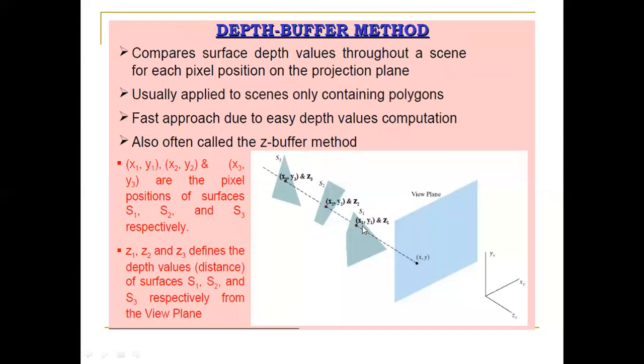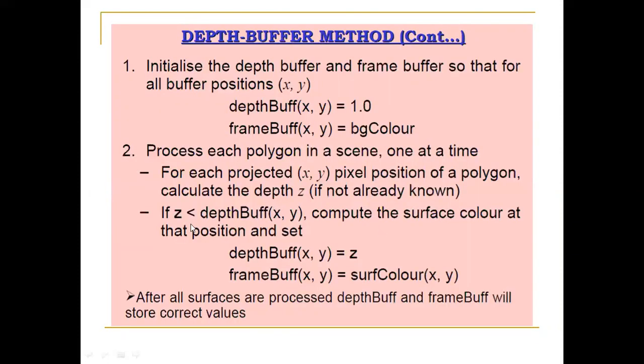So for each pixel point here, I am calculating the depth z. If z is less than the depth buffer value, then compute the surface color at that position. So if the z value is less than the current value, then I have to make that particular surface visible.